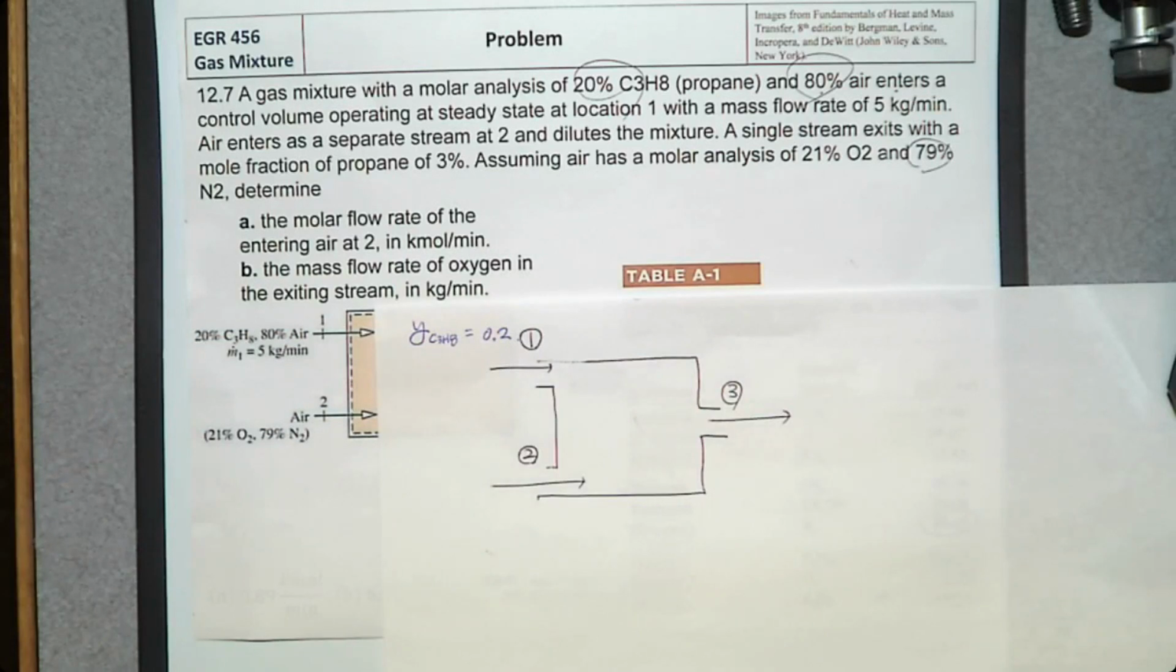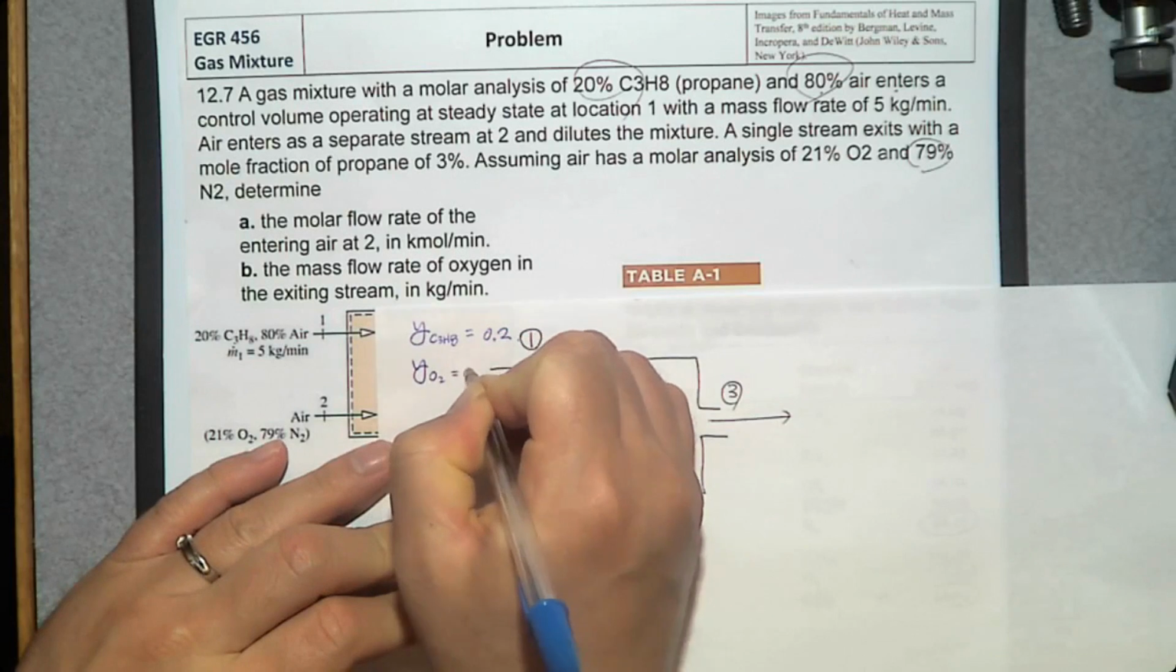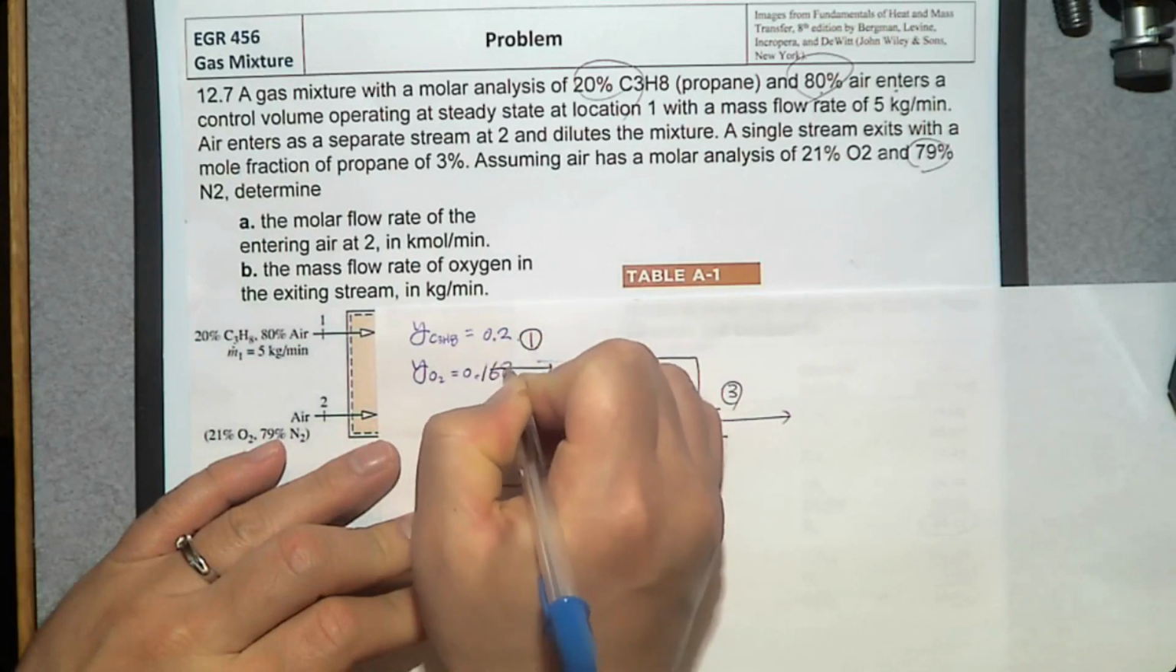And the mole fraction of oxygen at inlet number 1 is going to be 21% of 80%. So that is 0.8 times 0.21. So that is 16.8%. So the mole fraction of oxygen is going to be 0.168.